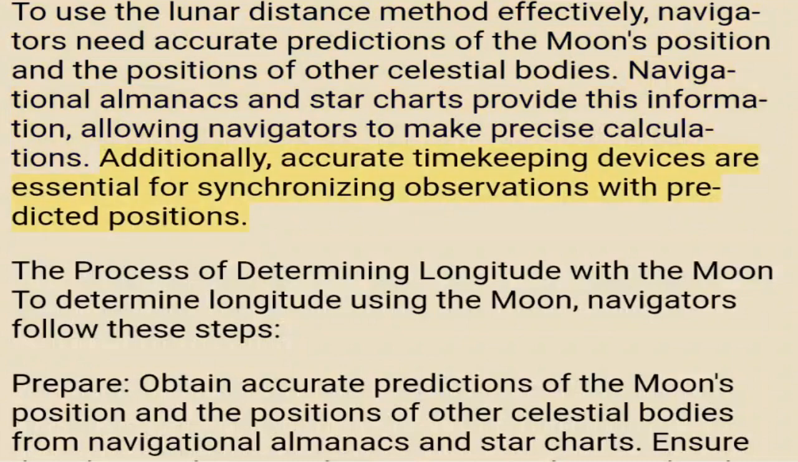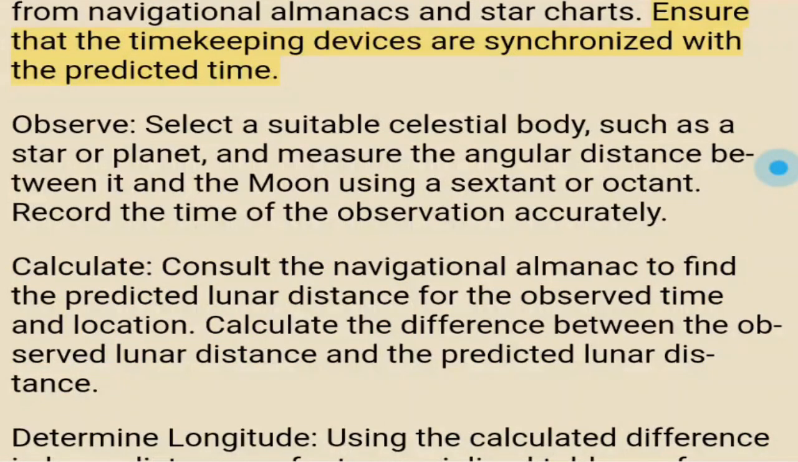Additionally, accurate timekeeping devices are essential for synchronizing observations with predicted positions. The process of determining longitude with the moon. To determine longitude using the moon, navigators follow these steps. Prepare. Obtain accurate predictions of the moon's position and the positions of other celestial bodies from navigational almanacs and star charts. Ensure that the timekeeping devices are synchronized with the predicted time.